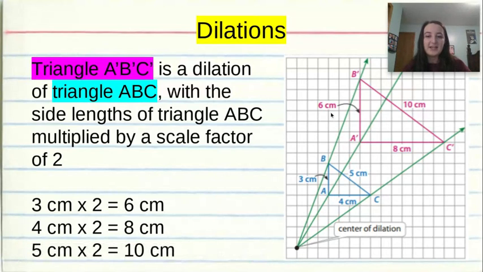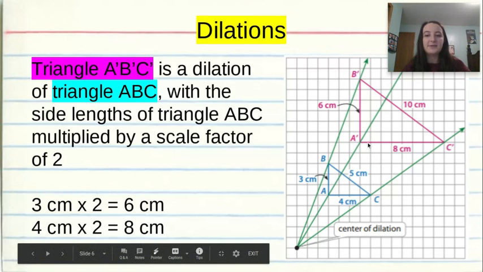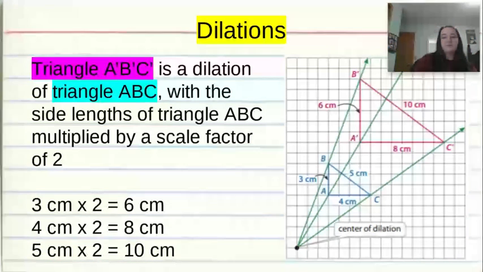So you can see A to B was 3. 3 times 2 is now 6. A prime C prime, or AC was 4. Now it's 8 because we multiply 4 by 2 and get 8. And then we do 5 times 2 and get 10. So again, a scale factor, we are just multiplying our original lengths by that scale factor to find the new lengths of our new triangle or new figure.